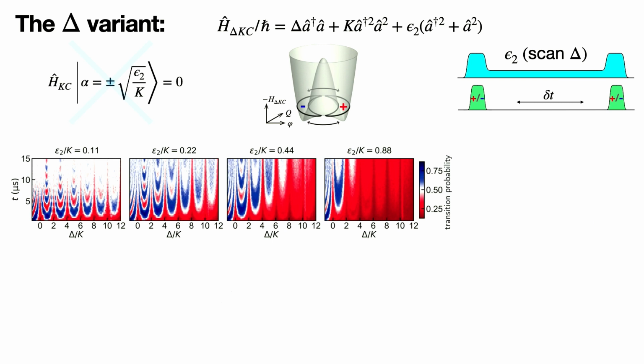This is the raw data. In the x-axis, I have the detuning. In the y-axis, I have time. And in these 4 frames, what I'm doing is increasing the squeezing amplitude. So essentially, I'm making my wells deeper and deeper.